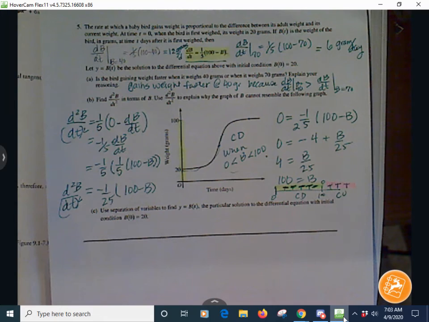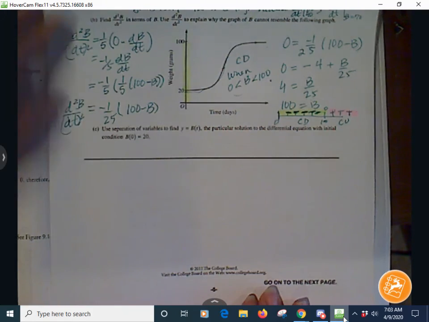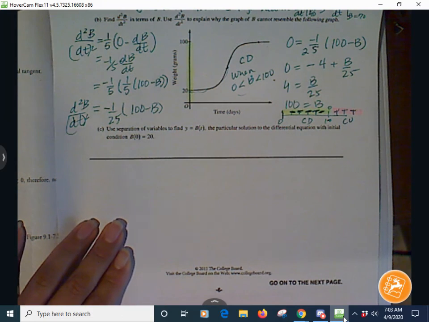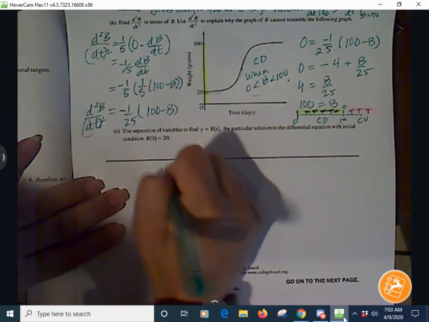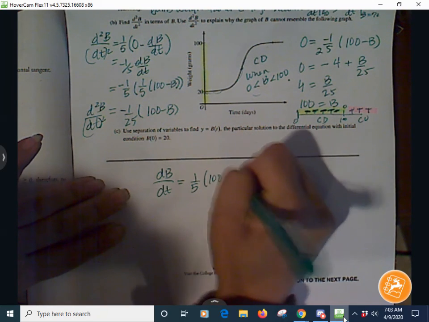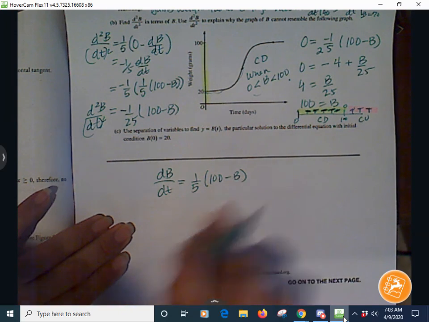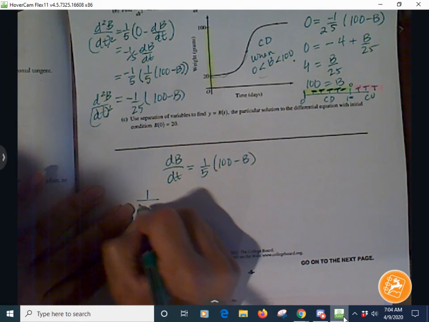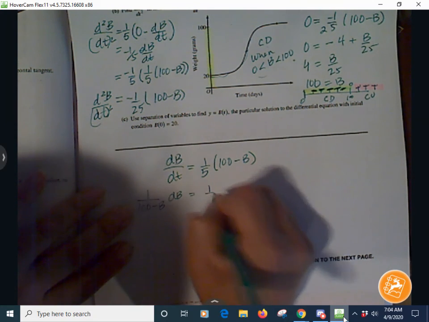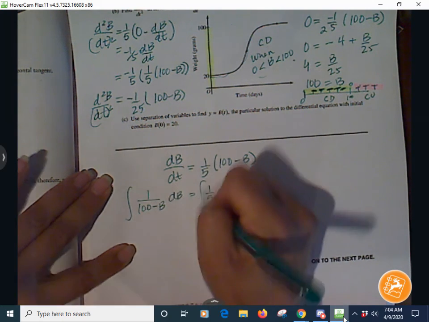All right, and then the last part is use separation of variables to find B of t, the particular solution to the differential equation with initial condition of this. All right, let's do that. So I have dB/dt is equal to 1/5 (100 minus B). So I need to separate my variables. So I'm going to put dt here, and I'm going to put my B's here. So I'm going to have 1 over (100 minus B) dB is equal to 1/5 dt, like so. And then I'm going to integrate.